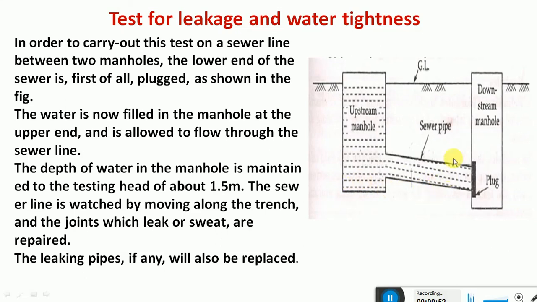If the joints are in bad shape or if there are any leakages in the joints, they are replaced and modified. If the sewer is having any leakage due to the construction or due to improper handling, then it has to be replaced before backfilling. So this is done for the test for leakage and water tightness.